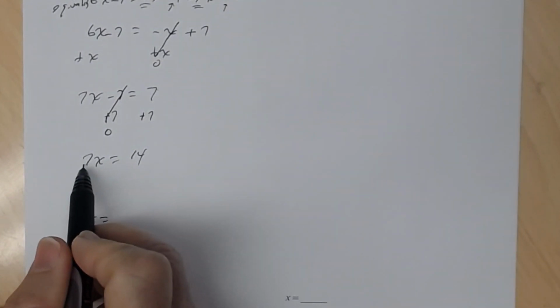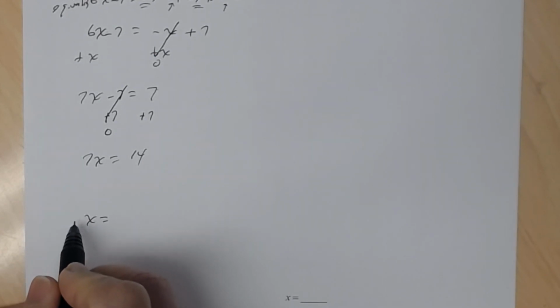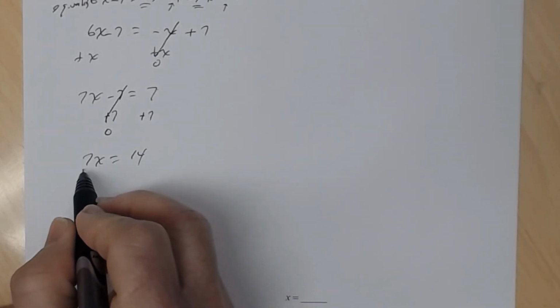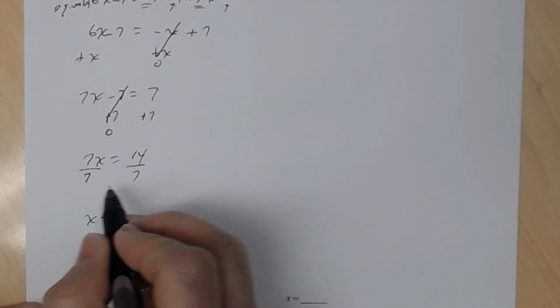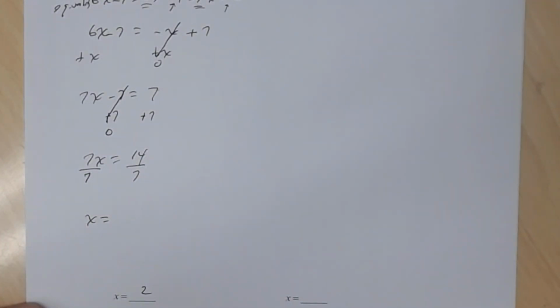So right now I'm multiplying by 7. In order to get the coefficient of 1, see that coefficient here is 1, I've got to divide by 7. But if I do one side, I have to do the other. You've got to show that, otherwise it's not mathematically correct.